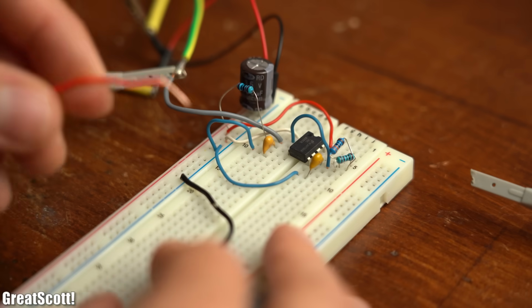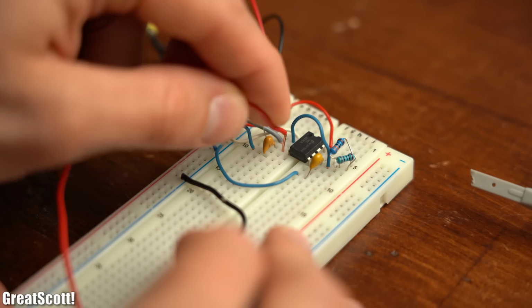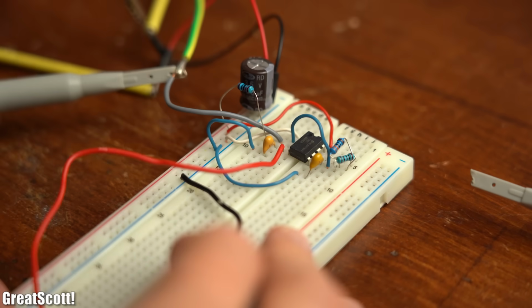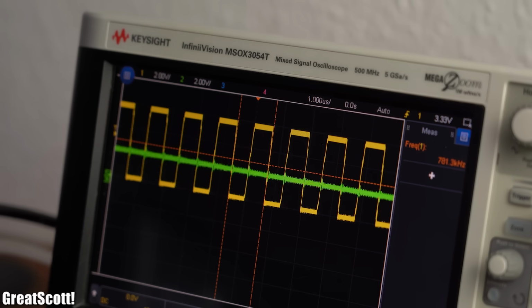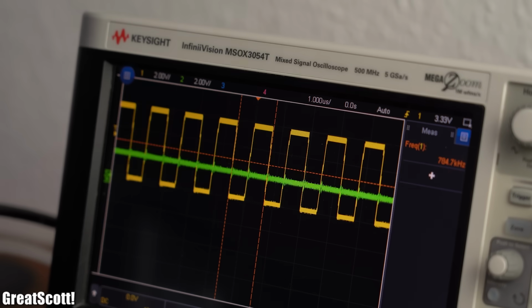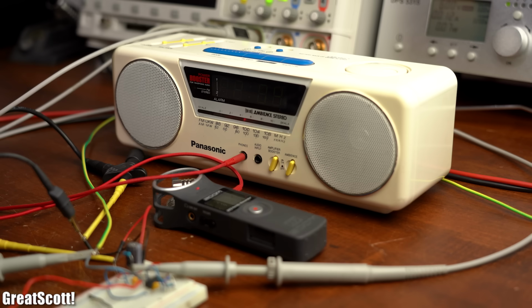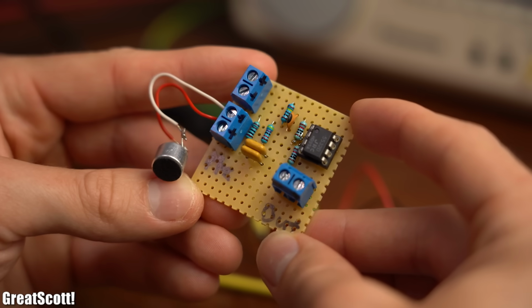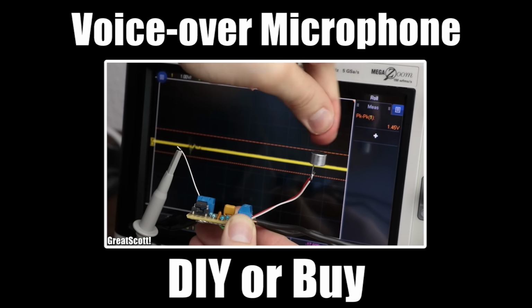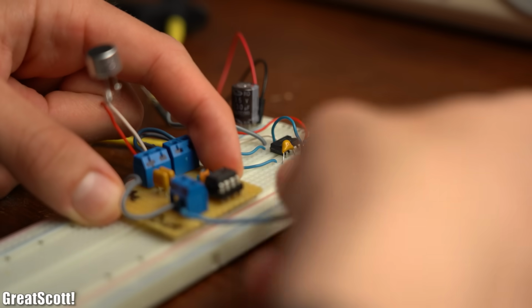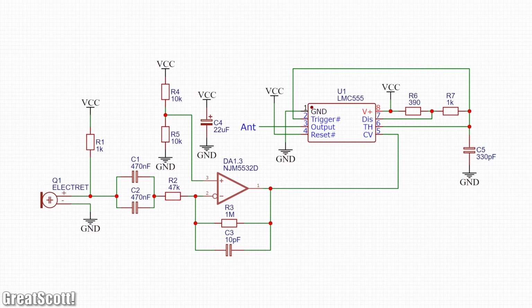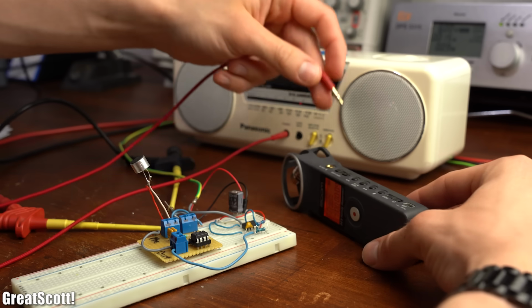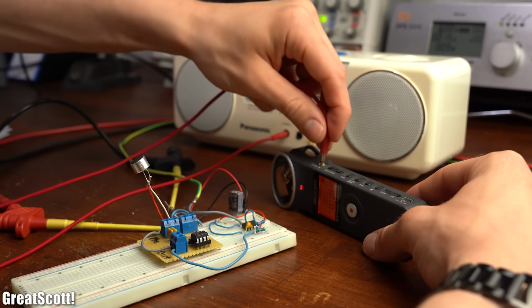Now of course, we could also utilize the reset pin of the 555 timer, which, as you can see on the oscilloscope, creates a similar but a bit worse modulation that can be once again picked up by the radio. So next, I grabbed my small microphone amplifier boards, which I created in a previous video, and hooked it up to the 555 timer according to this schematic.